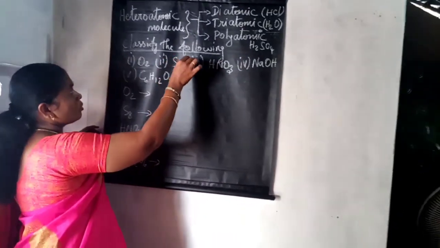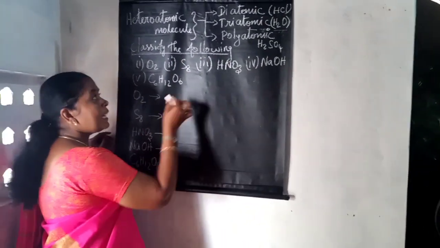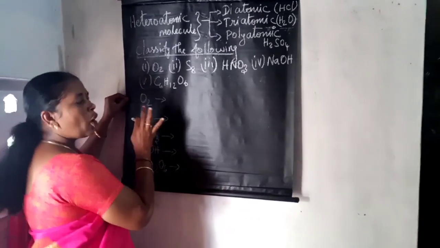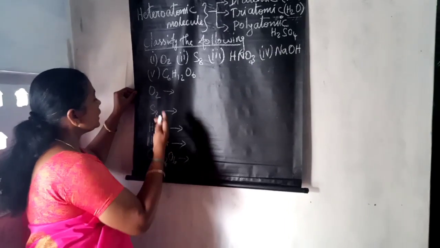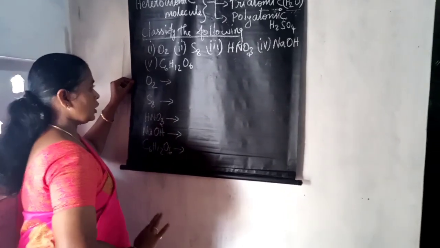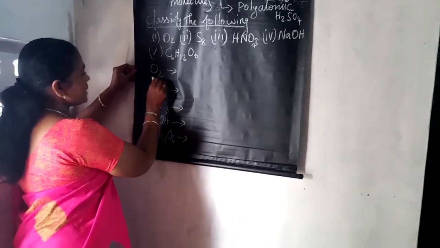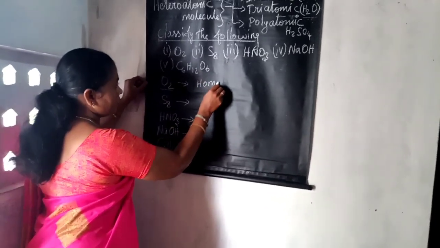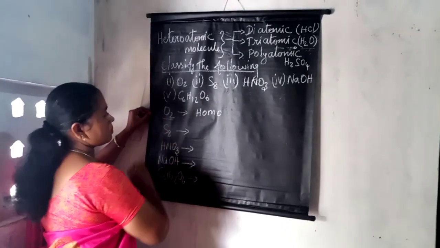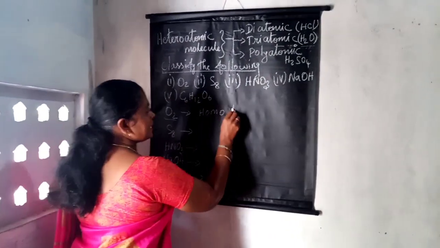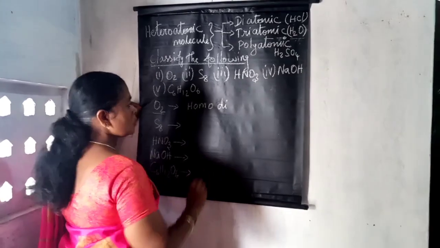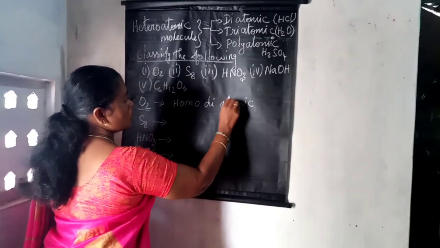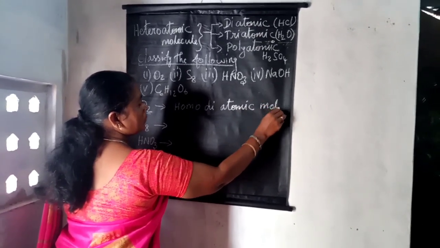Okay, now we go to classify the following based on the atomicity. How will you classify? First you have to count the atoms. Before that, whether it is homo or hetero. So see here O2, it is homo. So you write it as homo. Next, how many atoms are present? 2. 2 you write as di. Next, atomic. This is a molecule. So homodiatomic molecule.